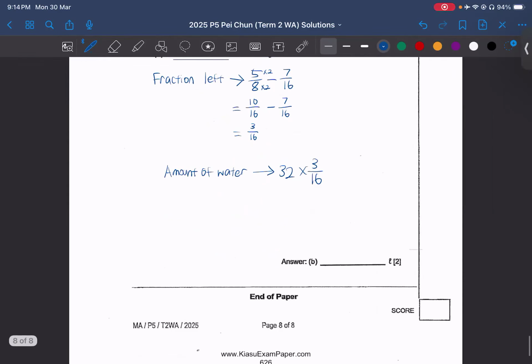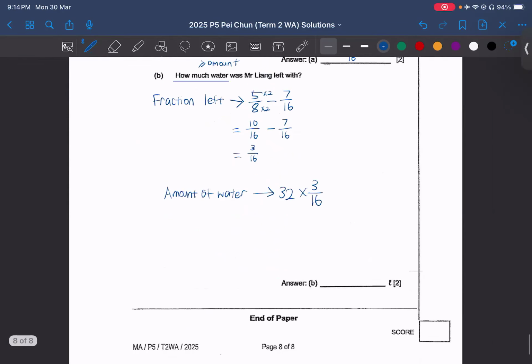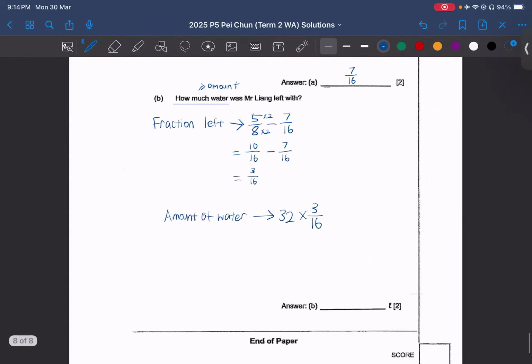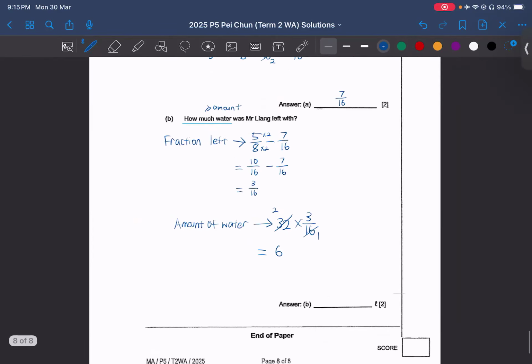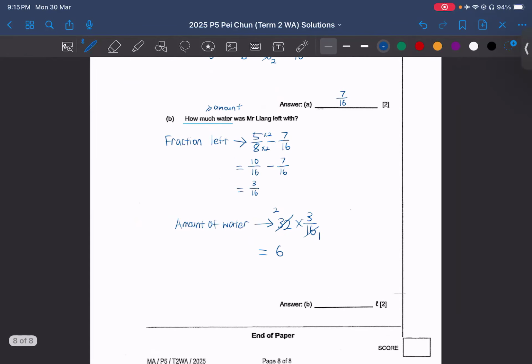In this case, we have a whole number multiplied by a fraction. Once again, you can cancel the denominator of the fraction with the whole number. So 16 and 32 you can cancel, because 32 is a multiple of 16. So 16 will become 1 and 32 will become 2. Essentially what we have left is 2 times 3 over 1, which is 6. 2 times 3 is 6. So our answer for this question, how much water was Mr. Liang left with, would just be 6 liters.